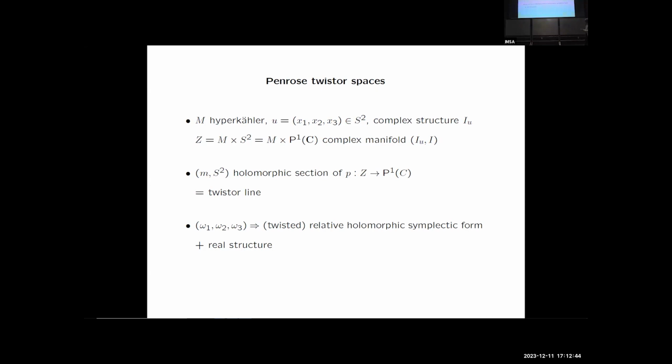And if you look at these three symplectic forms, three Kähler forms, you put them together with coefficients which depend on the two-sphere, and you take the 2-0 part of it, it gives you a twisted, relative holomorphic symplectic form. That means a holomorphic symplectic form on each of these fibers, which is twisted by O(2). And on top of that, there's a real structure, this complex conjugation on the two-sphere, the antipodal map. So those give you this structure.